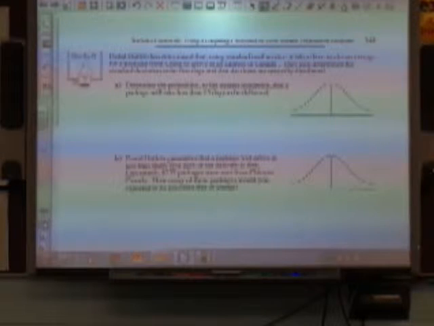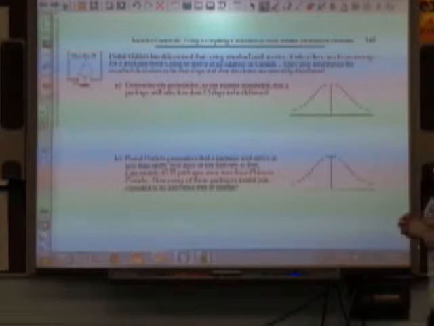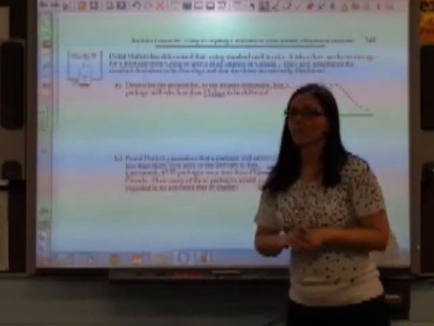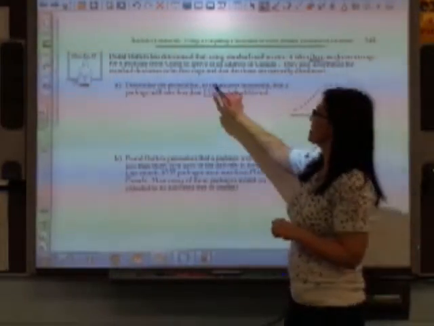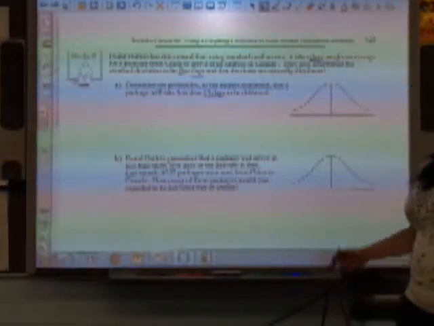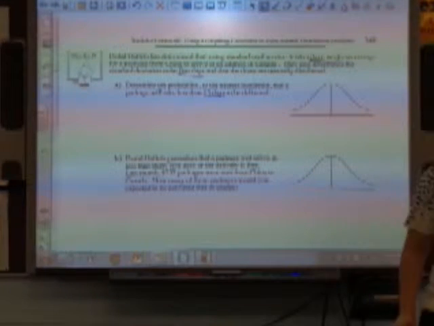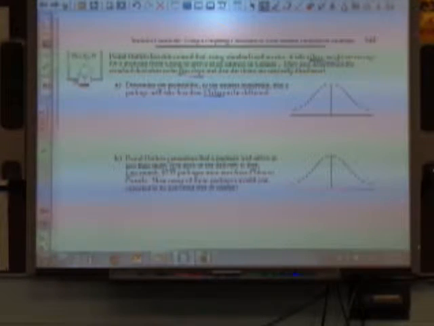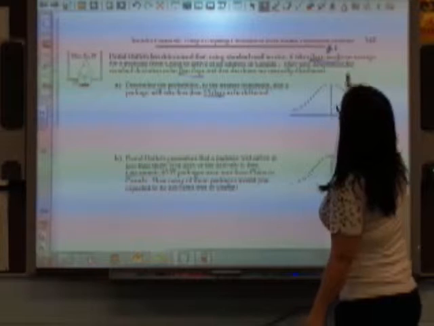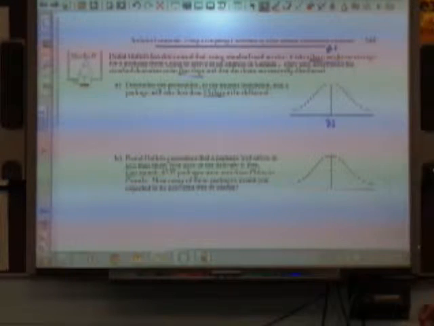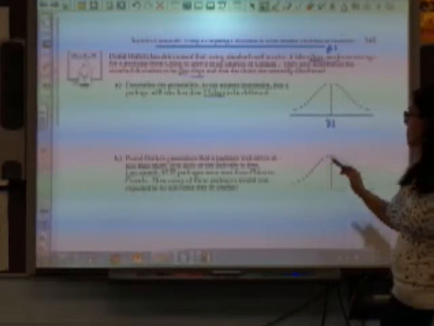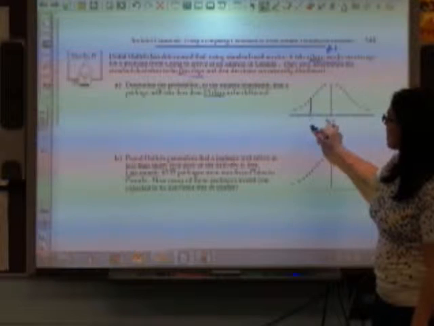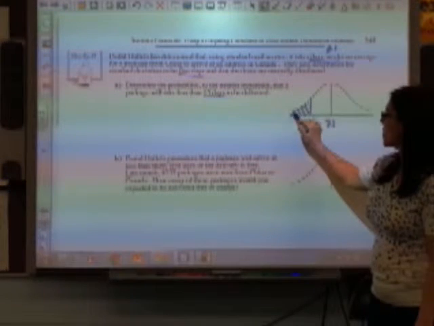So it says determine the probability to the nearest hundredth that a package will take less than 15 days to be delivered. So if this is given to me in 15 days, I have 3 weeks and I have 5 days. I need to change 3 weeks into days. How many days would that be? 21 days. So 21 days is my average. That's what goes in the middle. And determine the probability that a package will take less than 15 days to be delivered. So 15 is going to go to the left of 21, and then I'm going to shade the area to the left of that.